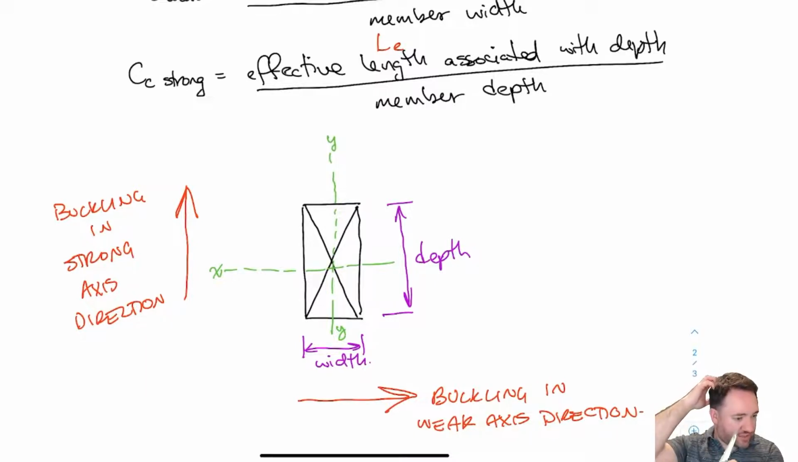So for buckling in the weak axis direction, I use the width, which would be like the thickness of this cross section. For buckling in the strong axis direction, I would use the depth, which is this long dimension here. Okay, I hope that clarifies.